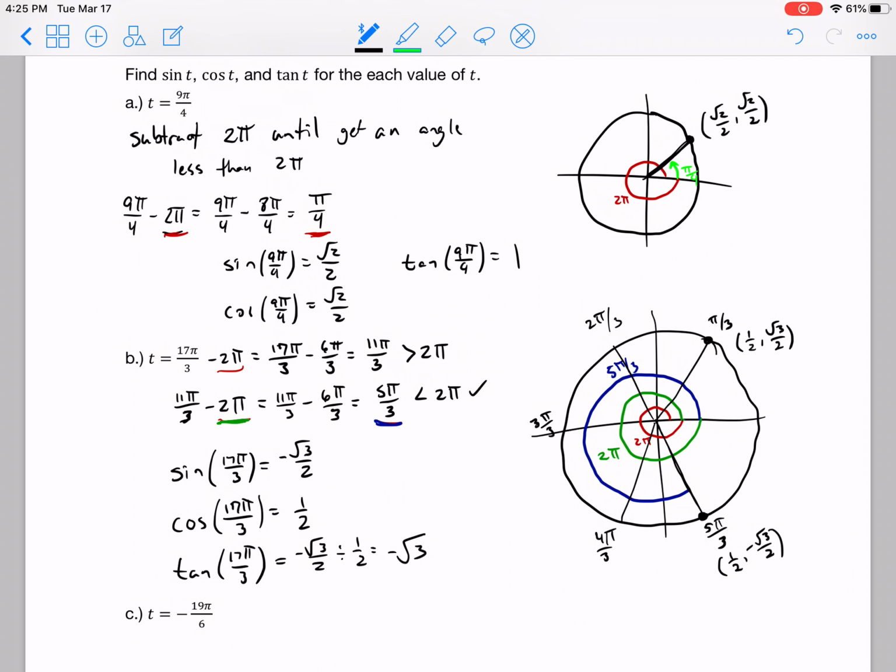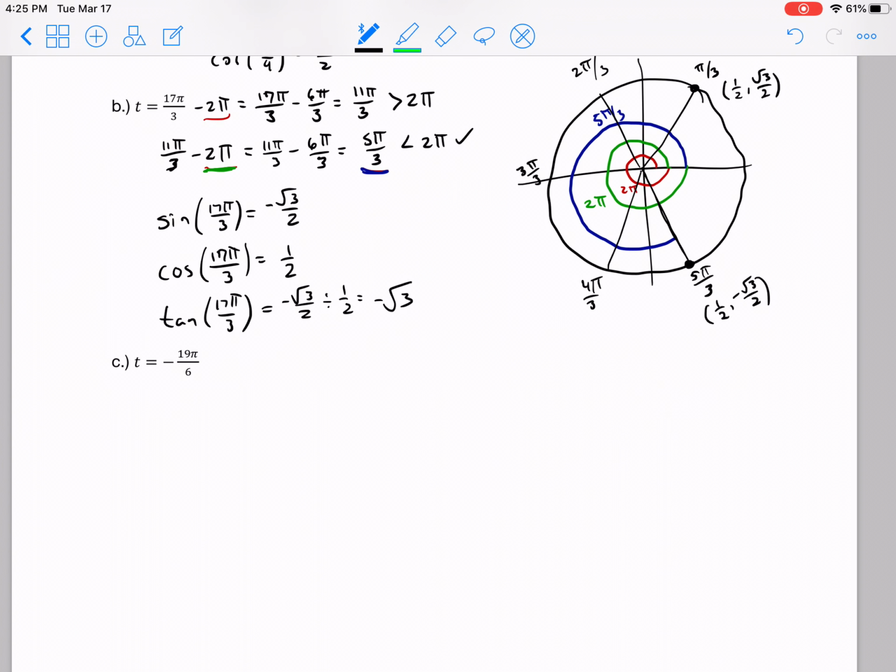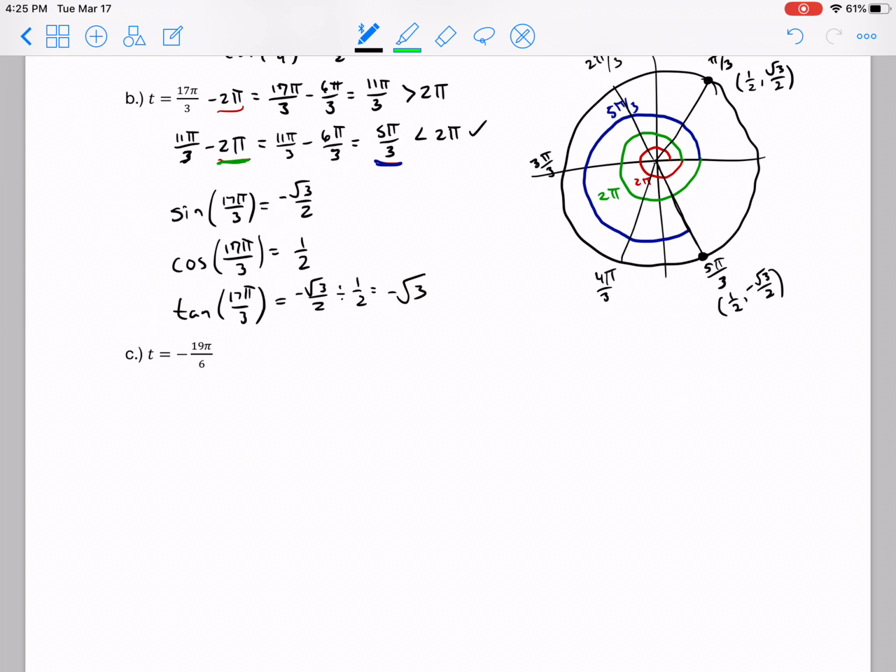And so I will leave this last one for you to try. Just keep in mind that this one is negative, so you're going to rotate counterclockwise as you do it.